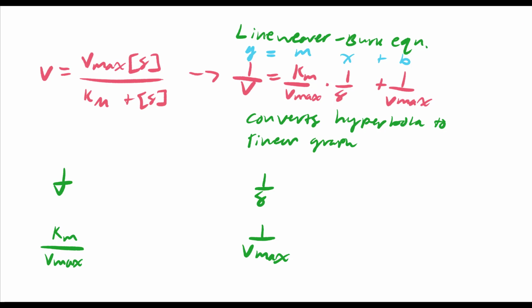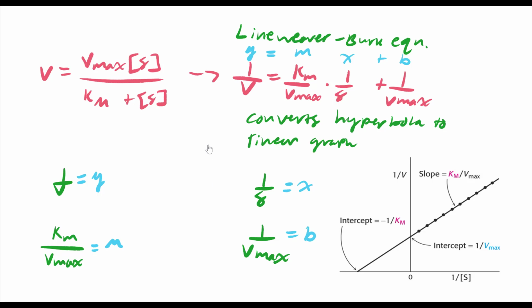Okay, so what does that equal to? Right? Well, this is equal to y, this is equal to m, and this is equal to x, and this is equal to b. Okay? And essentially, if you have a plot, you can actually find the Km values, the Vmax value, the substrate values, right? Everything that you need, right? So I think that's pretty cool.